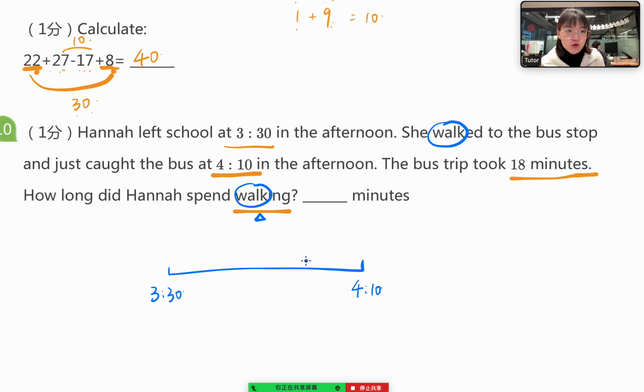Let's find the full hour in the middle, which is 4 o'clock. So starting from 3:30 to 4 o'clock, there are 30 minutes. From 4 o'clock to 4:10, there are 10 minutes. So how many minutes in total? There are 40 minutes in total. So you can draw a line, draw a diagram to help you.